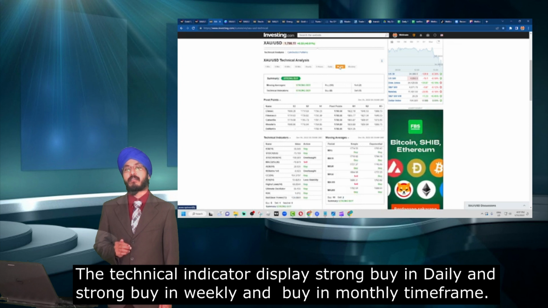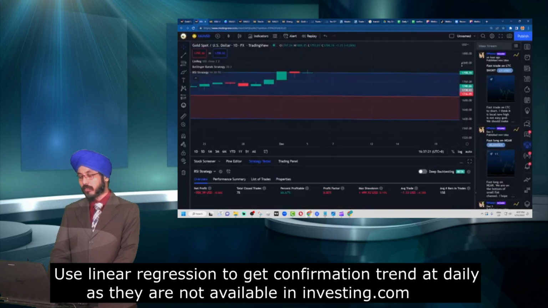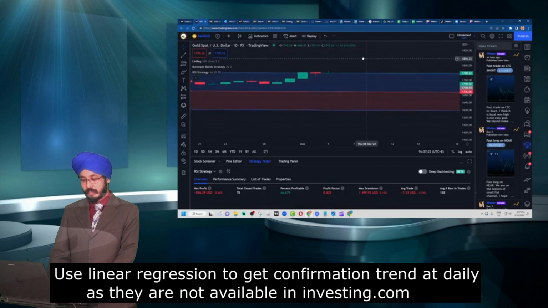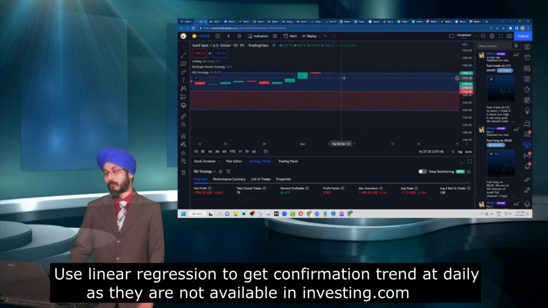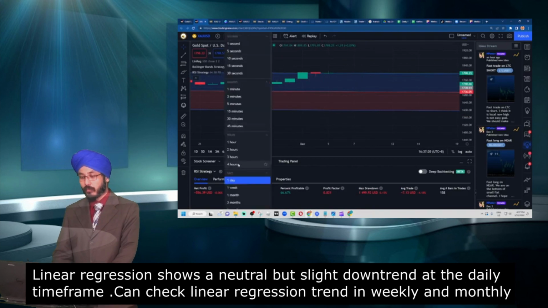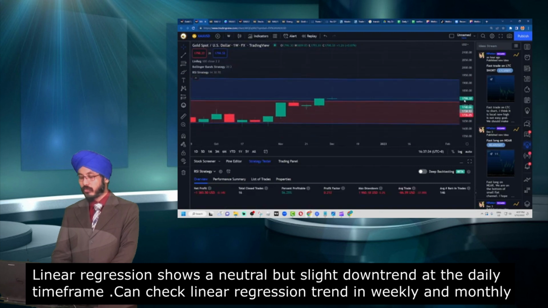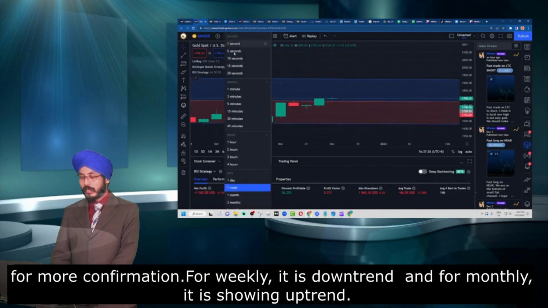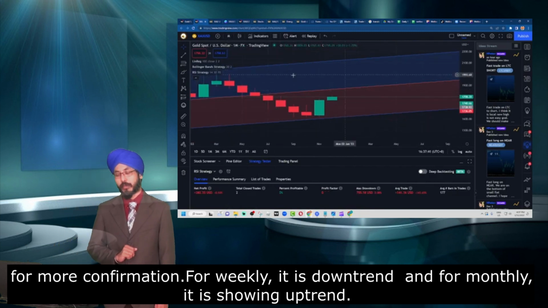However, we will have to check with another indicator, which is known as the linear regression. As we can see here at the daily, our linear regression is showing us more towards neutral. If we go to our weekly, we can also see that our linear regression is showing neutral. And in our monthly, it is showing us more towards the uptrend.